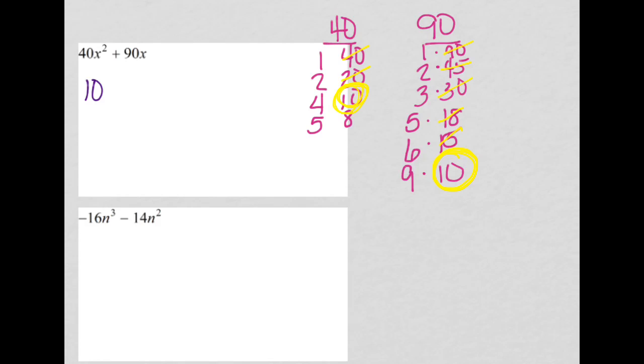So I can divide out of each of those numbers the number 10 and still end up with a whole number. 40 divided by 10 leaves me with 4. 90 divided by 10 leaves me with 9.